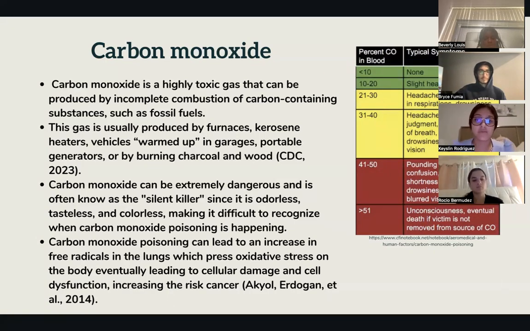For example, here in this table, you can see the percentage of carbon monoxide in your blood and the typical symptoms at that level. So from 10 to 20%, you can have a slight headache. From 21 to 30%, you can have a headache, slight increase in respiration and drowsiness. From 31 to 40%, you can have headache, impaired judgment, shortness of breath, thanks to the lack of oxygen in your bloodstream, increasing drowsiness, blurring of vision. From 41 to 50%, you have a pounding headache, confusion, marked shortness of breath, marked drowsiness, increasing blurred vision.